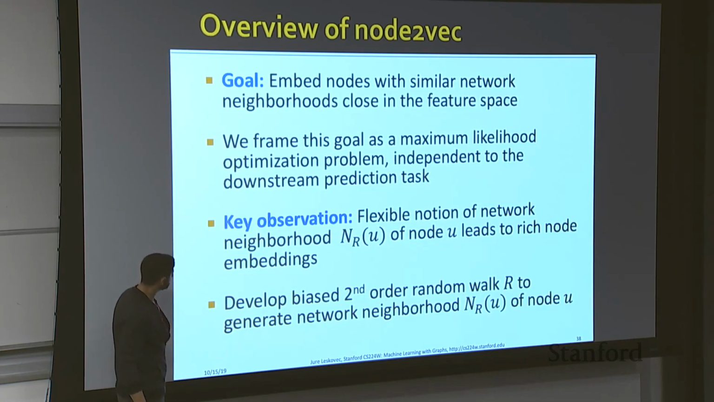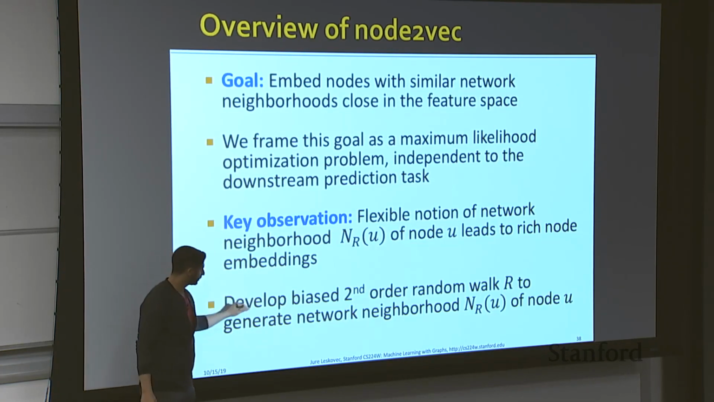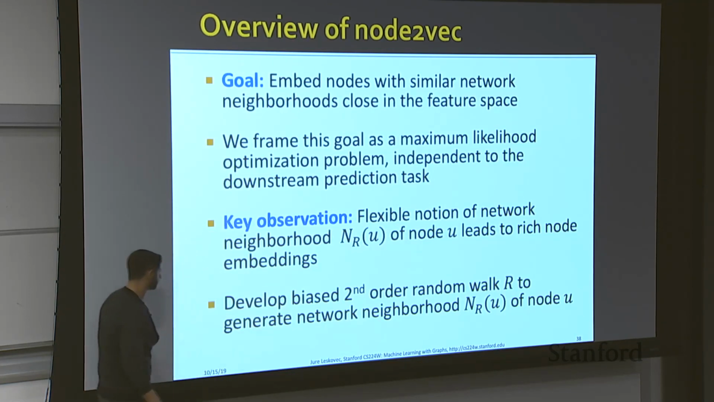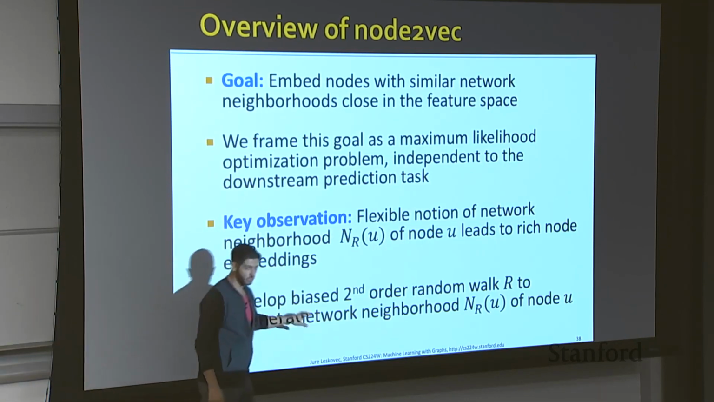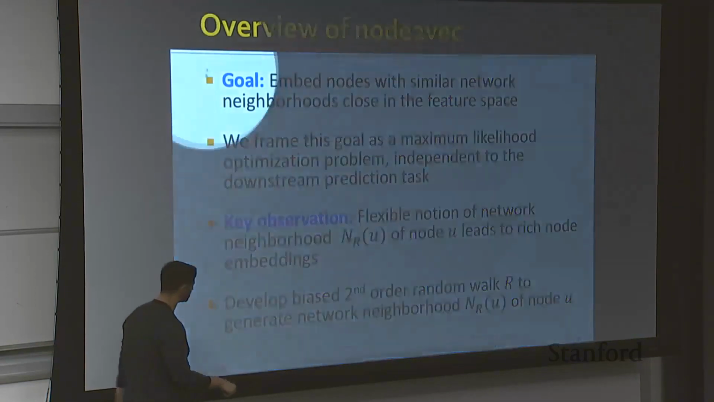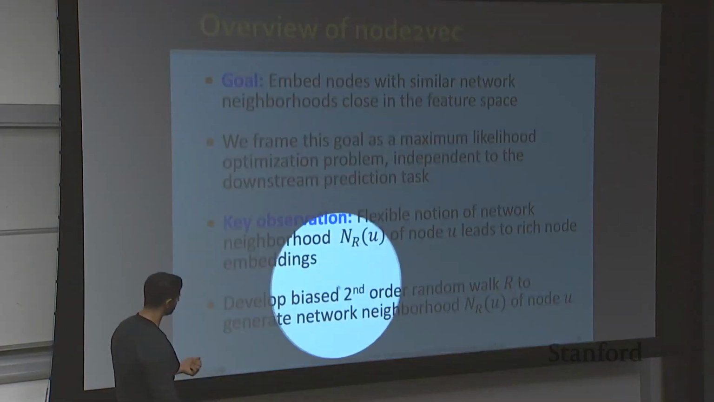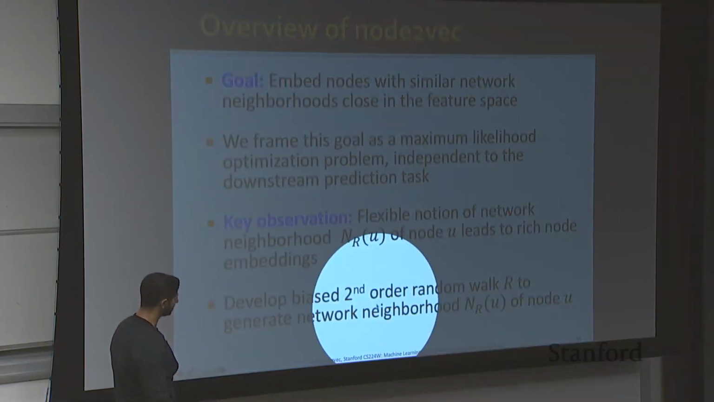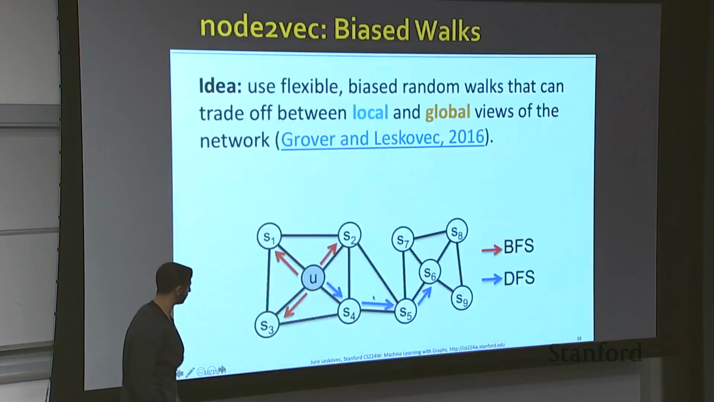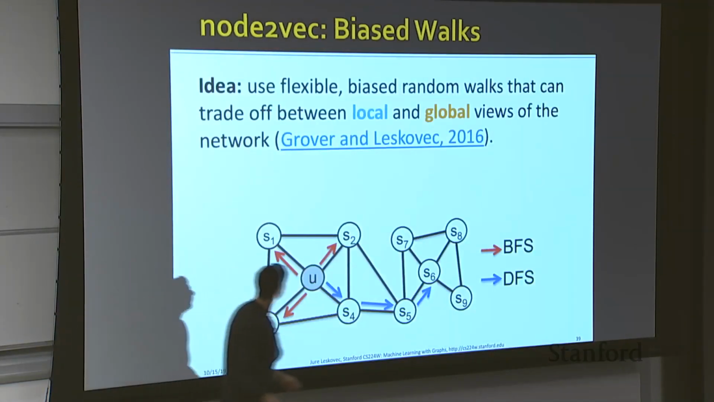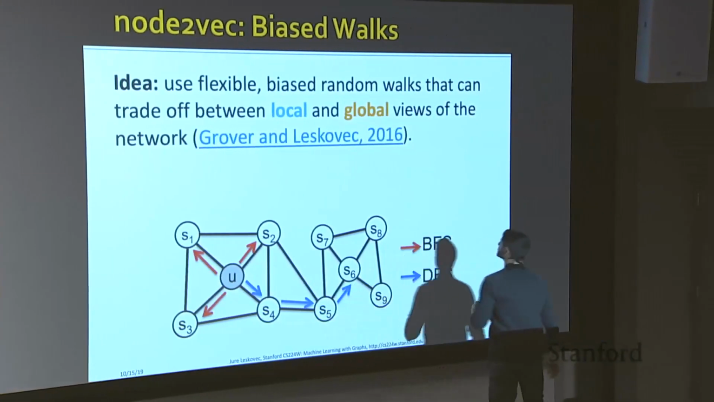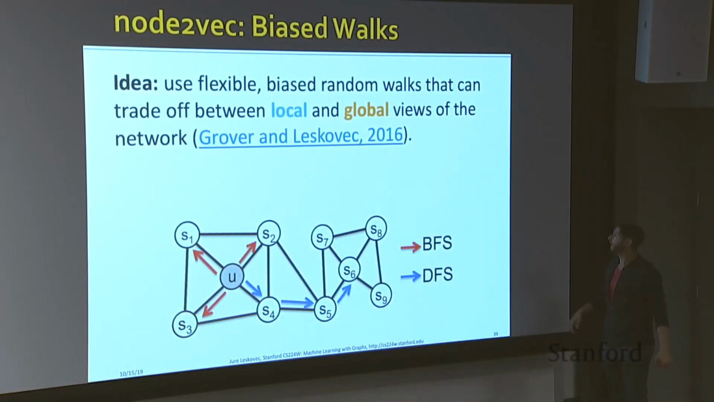What we're going to be using to solve this problem is, rather than using standard random walks, we're going to be developing biased second-order random walks to generate our network neighborhood. So now we're going to be spending all our time on these two aspects of this sentence. What does it mean to have a biased random walk, and what does it mean that it's a second-order random walk? No worries, I'm going to go into detail and make sure that you understand that. This is the idea behind the paper called Node2Vec from 2016, coming from our group.